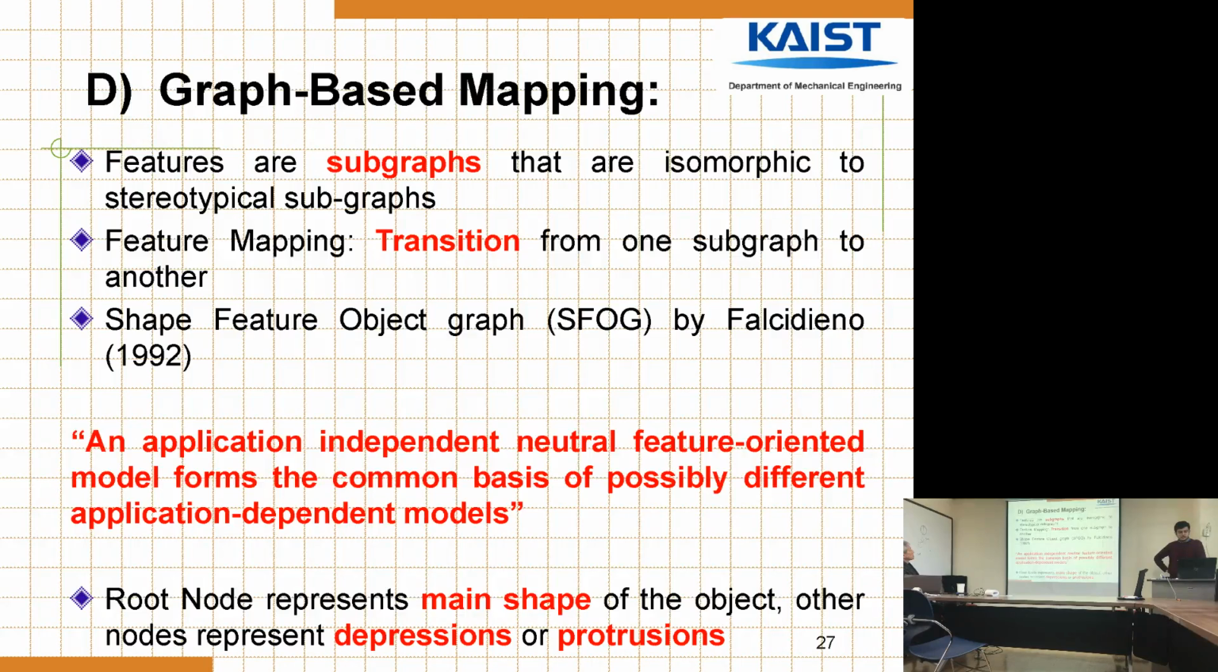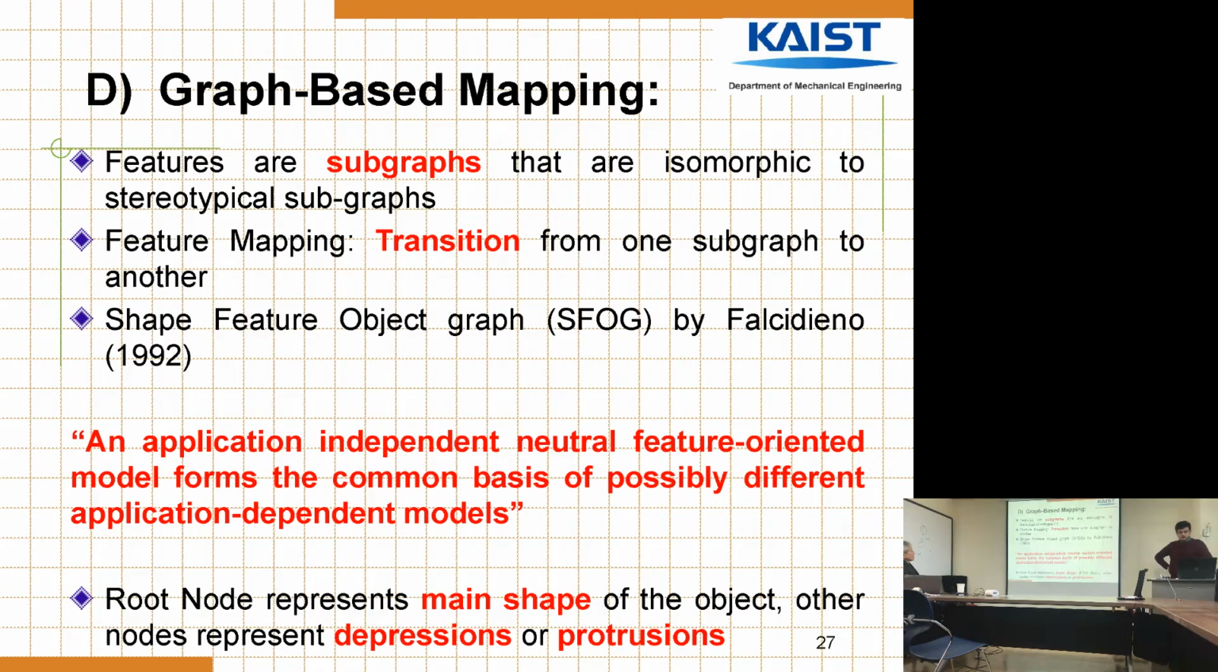Here the method was proposed by Falcidiano, I think, in 1992: an application independent, neutral, feature oriented model from the common basis of possibly different application dependent models. There are two types of node. One is the root node. The root node is the start point, and it shows the actual shape, and the other nodes are either protrusions or depressions.